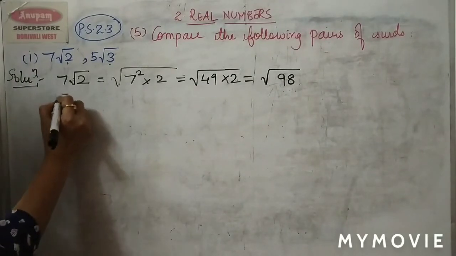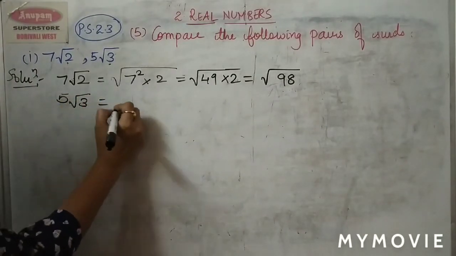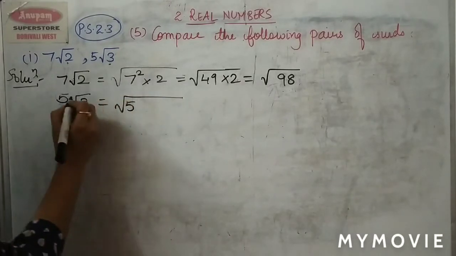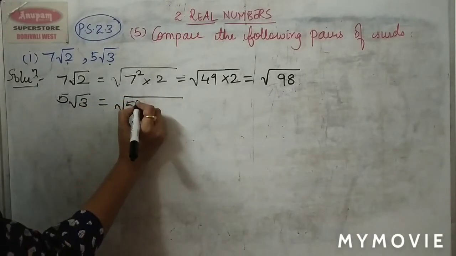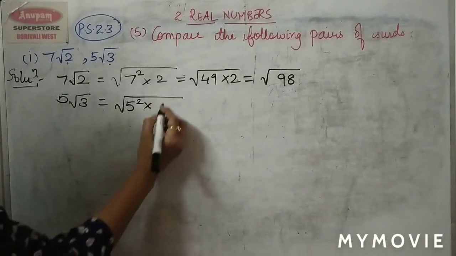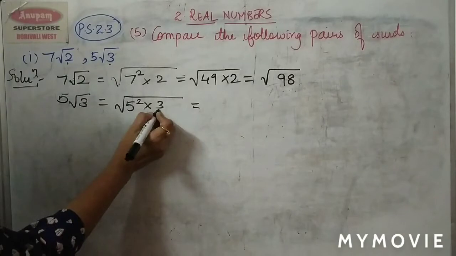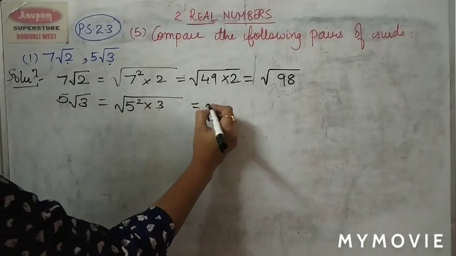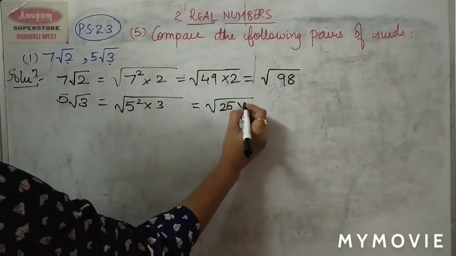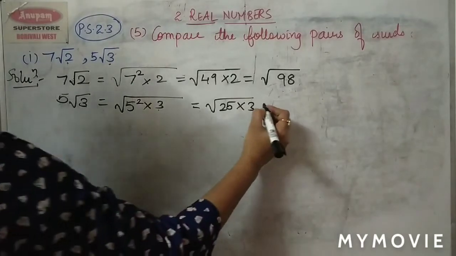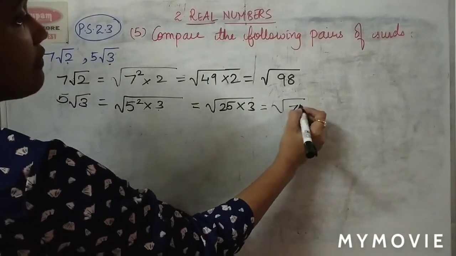Now, 5 root of 3. I'll take 5 also inside, but when it goes inside, it will take this root also along with it. So this will be 5 squared into 3. See, this 5 went inside and this 3 was already inside. Now the square of 5 is 25 into 3. So 25 3s is 75.